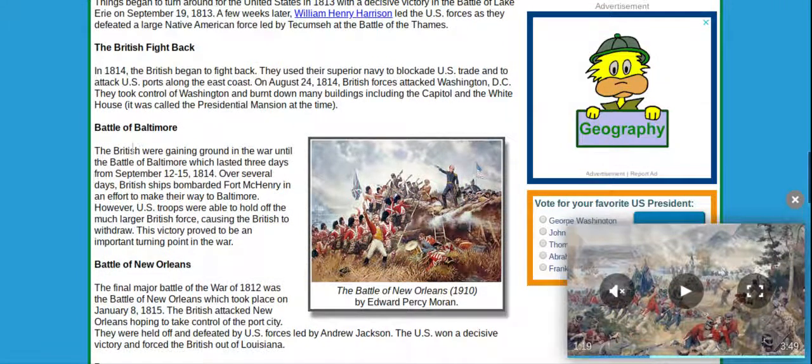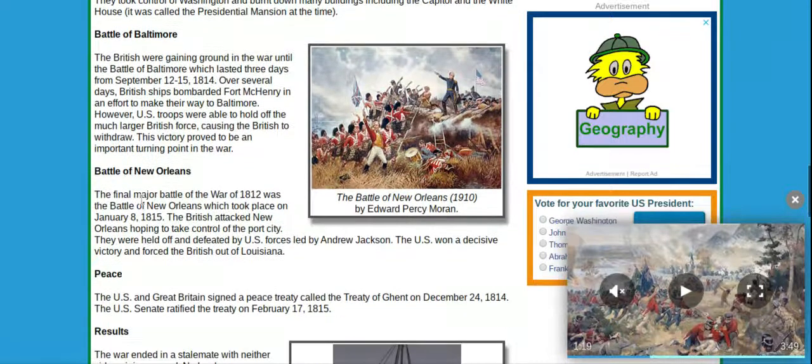This is Battle of Baltimore. The British were gaining ground in the war until the Battle of Baltimore, which lasted 3 days from September 12th to the 15th, 1814. Over several days, British ships bombarded Fort McHenry in an effort to make their way to Baltimore. However, U.S. troops were able to hold off the much larger British force, causing the British to withdraw. This victory proved to be an important turning point in the war, so the Battle of Baltimore was really important for the U.S.